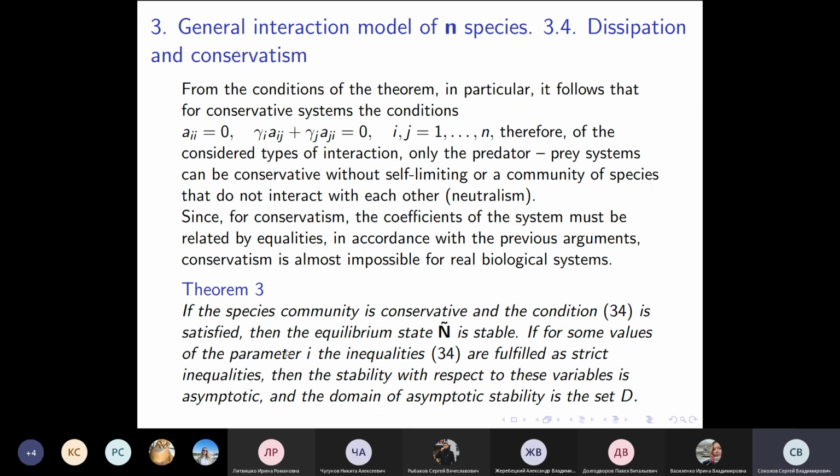And if some of the inequalities 34 are fulfilled as strict inequalities, then the stability with respect to these variables is asymptotic. And moreover, the domain of asymptotic stability will be all our set D, where the equations make sense.